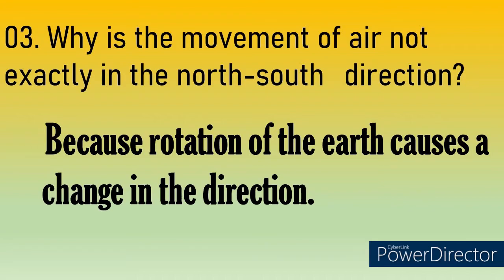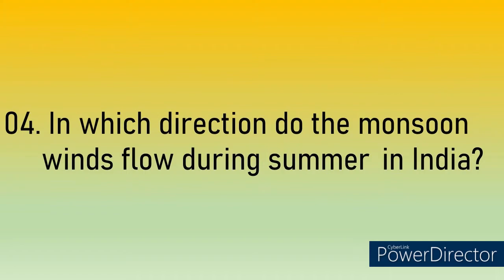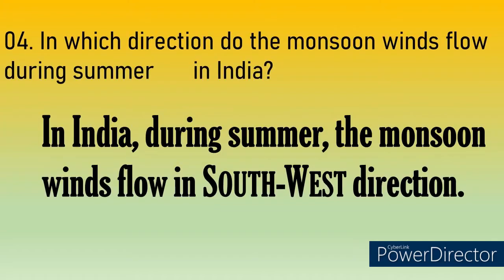Now the fourth question, a very short answer: in which direction do the monsoon winds flow during summer in India? Again I repeat, in which direction do the monsoon winds flow during summer in India? In India during summer the monsoon winds flow in the southwest direction. Just keep this in mind and memorize it, which will be useful when you grow up. So the answer to this question is southwest direction.